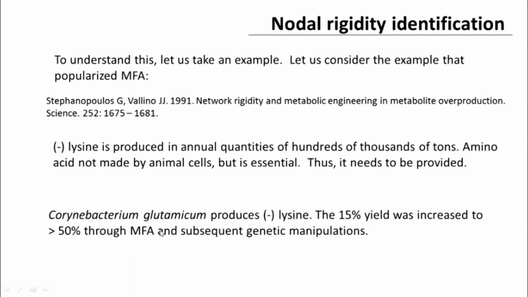Corynebacterium glutamicum, which is an organism, produces L-lysine. The yield when this was being produced was only about 15%. This 15% was increased more than threefold, to greater than 50%, through metabolic flux analysis. You see the power here? 15% has gone to 50% through metabolic flux analysis and subsequent genetic manipulations. Metabolic flux analysis gives you directions. Based on that, you need to modify the organism genetically, and then in this case it produced more than threefold yield.